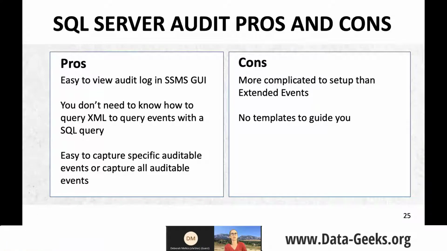Those are the things you can compartmentalize. You're like, well, I just want to collect perms changes, not schema changes. And so it's much more powerful for auditing. I think it's really a lot more powerful for narrowing down the auditing. And you don't have to use XML to query it with a SQL query, so that's really nice. But I do think overall it is more complicated. It has more moving parts and pieces.